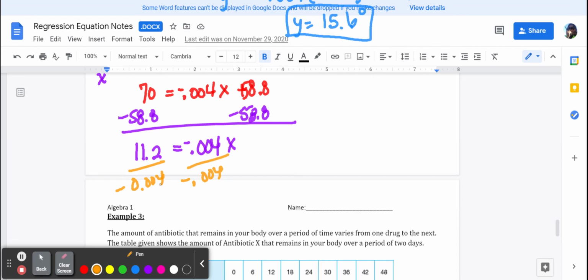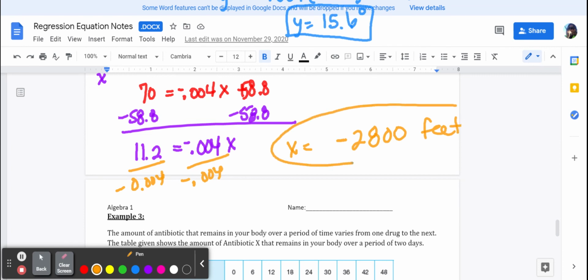Alright, and so when you type in 11.2 divided by negative 0.004, you should get that my x value will equal negative 2,800 feet. So what this means is that we would be, in this equation, predicted to be 2,800 feet below sea level to have a temperature of 70 degrees.